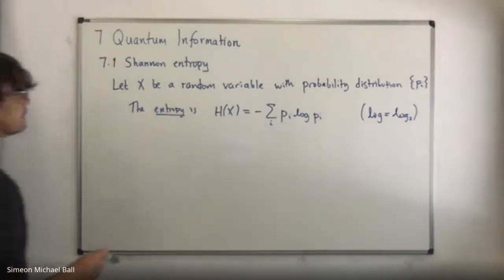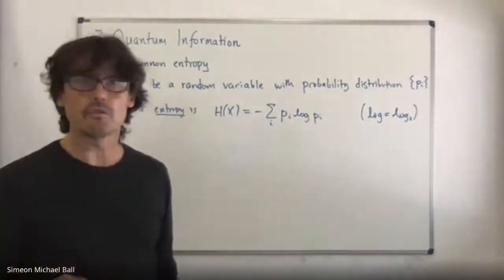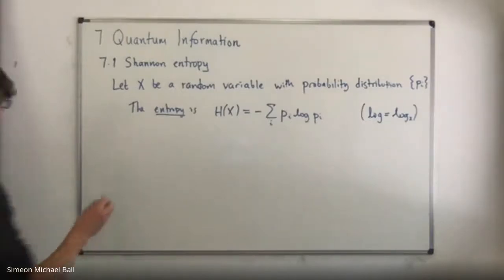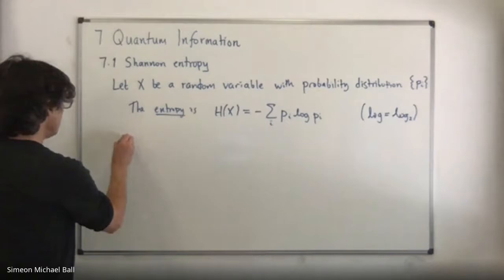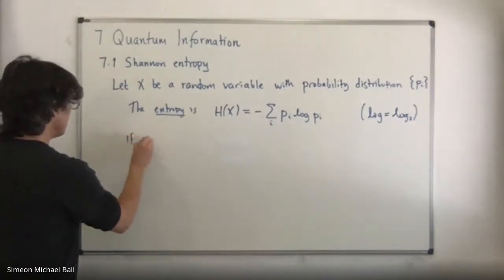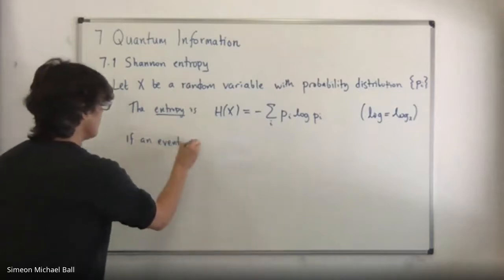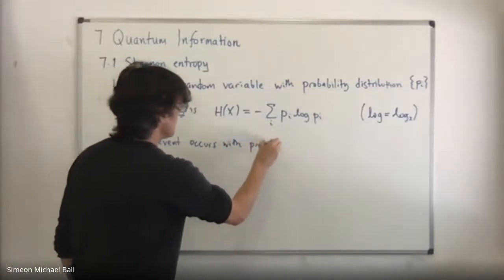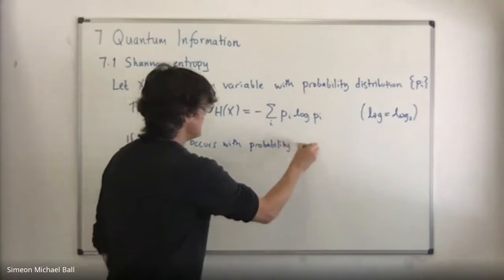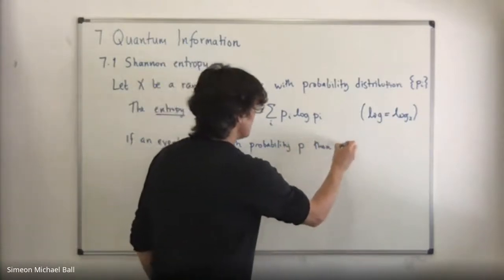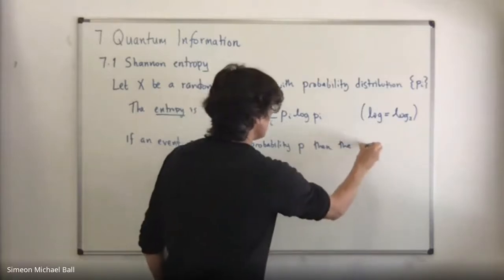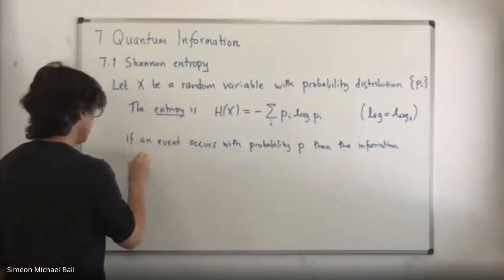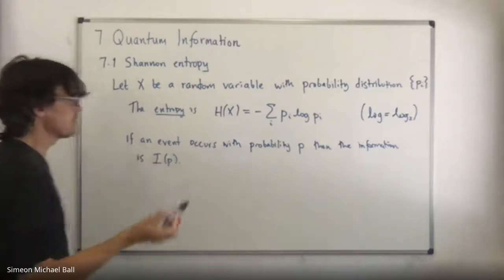Where does this definition come from? Well, the idea comes from information. So we define the information of an event. If an event occurs with probability p, then the information will be I, and that's just some function of the probability.